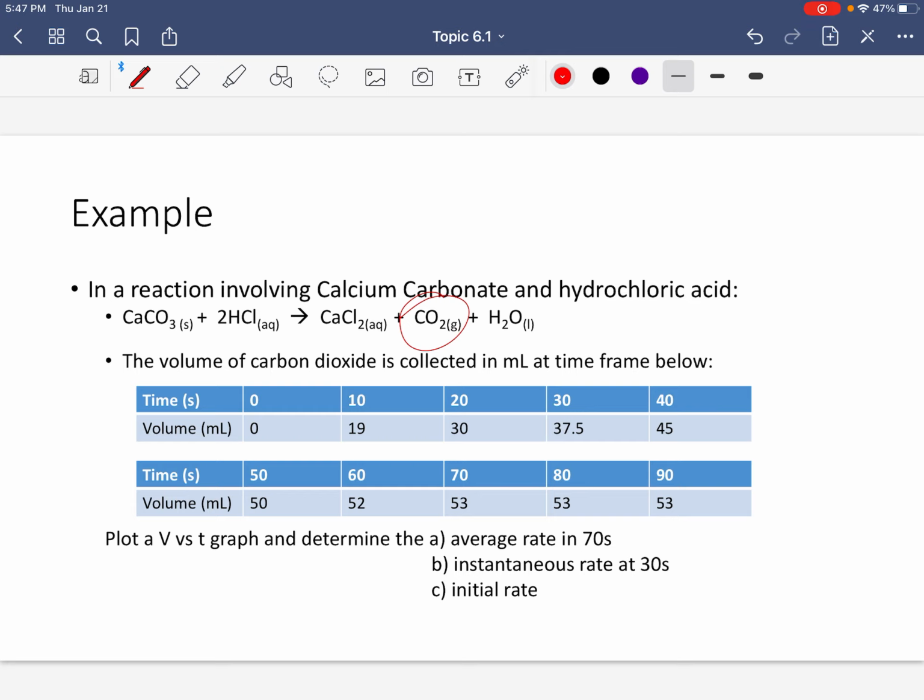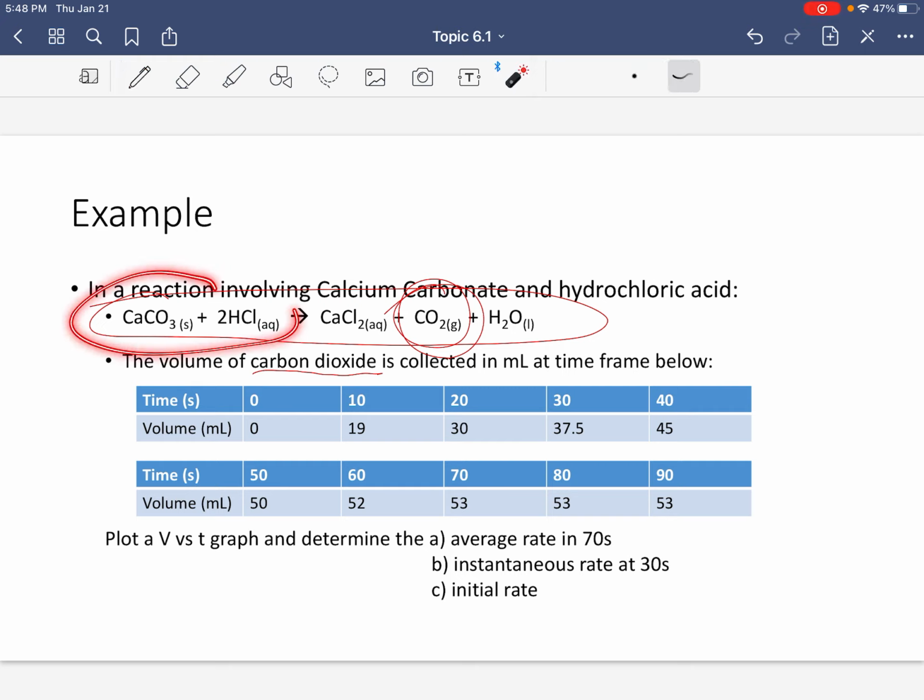Because what you're going to get here is hydrogen carbonate. Hydrogen carbonate decomposes to give you carbon dioxide and water. So they're part of your products when you react the two. Right? So you're doing this experiment, and the volume of carbon dioxide is what you're collecting. So what that means is that as these two react, you're going to get more and more carbon dioxide as time goes on.